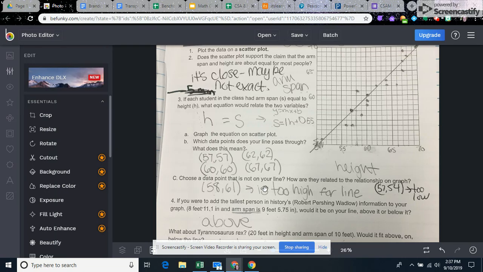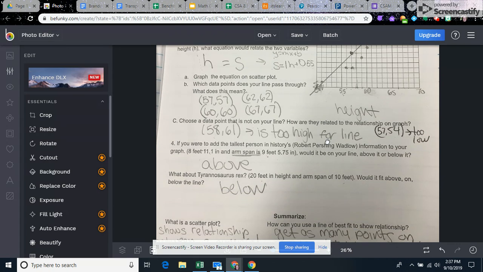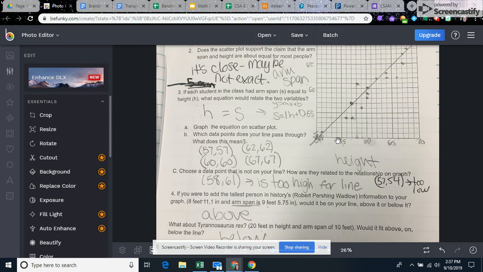It says, choose a data point that's not on your line, and how is it related to the relationship on the graph? So I chose 58, 61. So I chose this one right here. How does it relate? Well, it's too high for the line. That means that their arm span goes up quicker than their height, because their height was only 58, but their arm span went up to 61. You could also choose one that was too low, like 57, 54. That means their height is taller than their arm span. So either one of those would be okay.